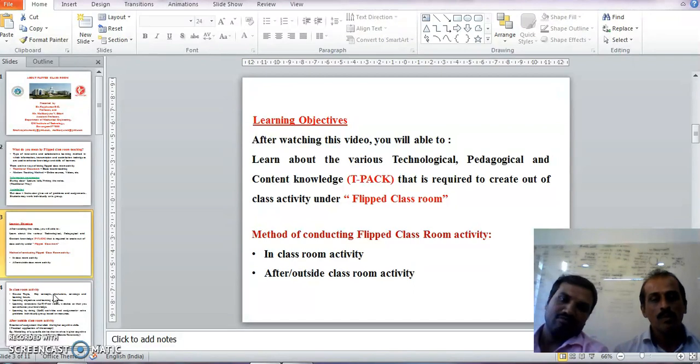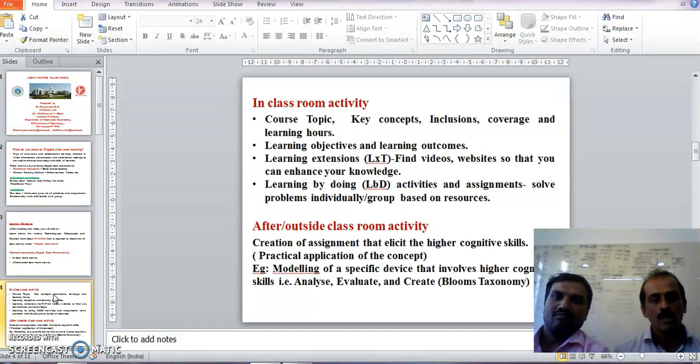Now, which are all the methods that use flipped classroom activity? The first one uses in-class activity and outside class activity. Now, things to be done in classroom activity: faculty should discuss or define the course topics to be delivered to the students in the stipulated hour, which consist of key concepts involved, inclusions, coverage and learning hours, specified and disseminated to the students within a stipulated time bound hour.